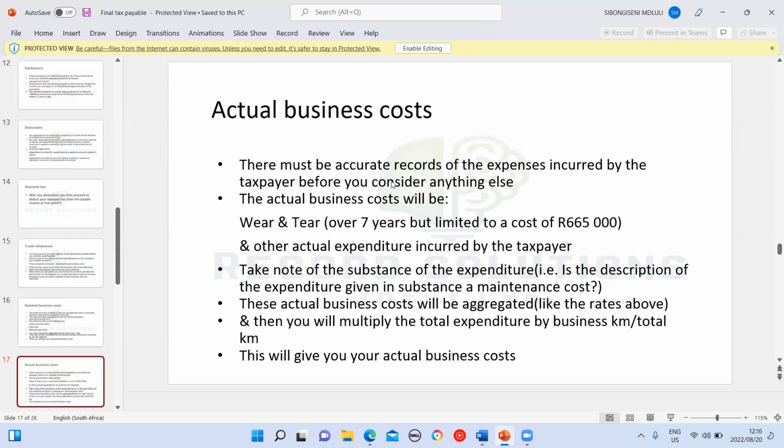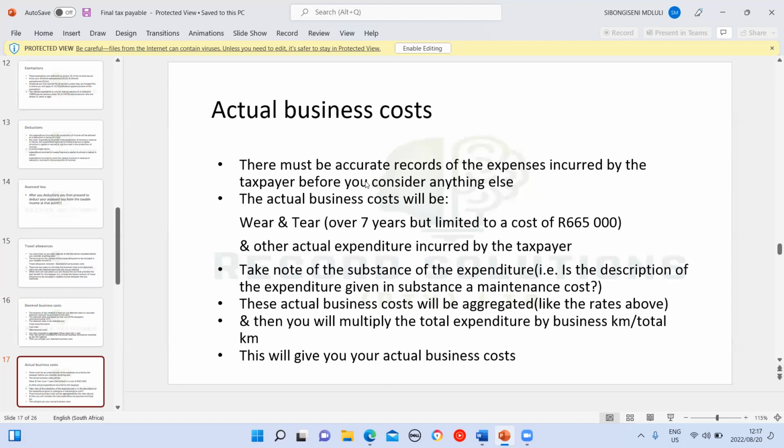For actual business costs, there must be accurate records of the expenses incurred by the taxpayer before you consider anything else. This is very important for actual, because these are actual expenses. If there aren't records, then you won't consider those expenses, so it's very important that there are detailed, accurate records that detail the expenses that were incurred. Otherwise, you will not consider them.